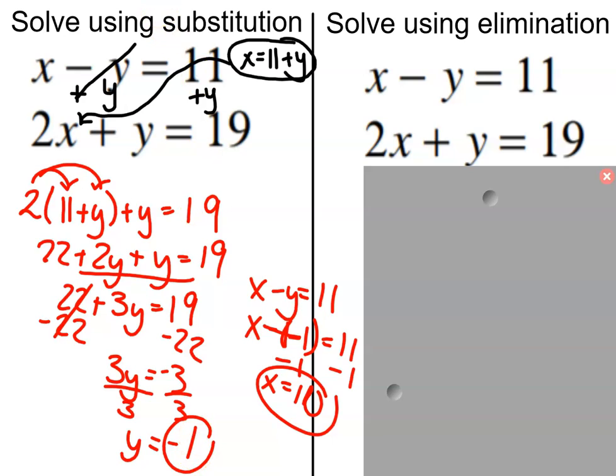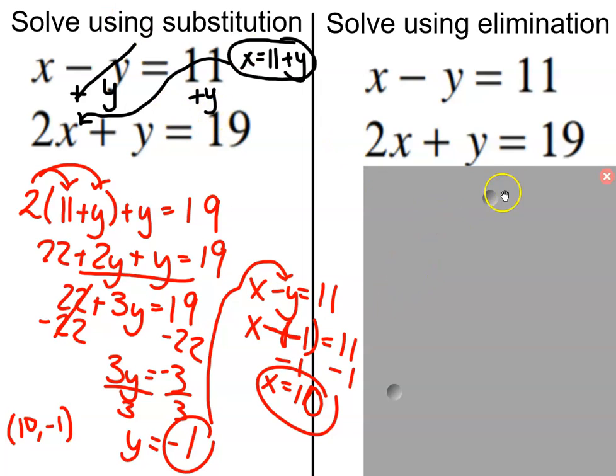Then you would have taken that and, of course, substituted back into the original equation, into here. And so I plugged in negative 1 where I saw the y in this first equation. And I got x minus negative 1, which changes to plus, is equal to 11. And then when you subtract 1, you get x is equal to 10. So the answer that we got here was (10, negative 1) by solving using substitution. So don't forget about substitution.